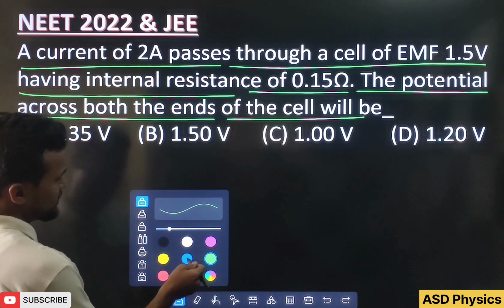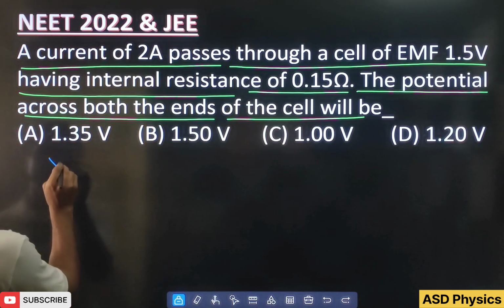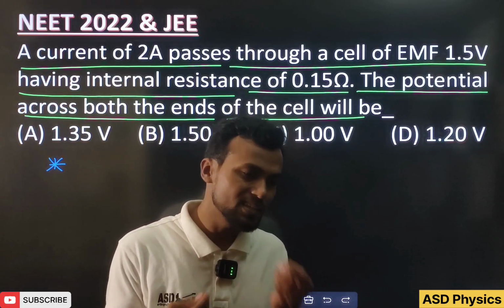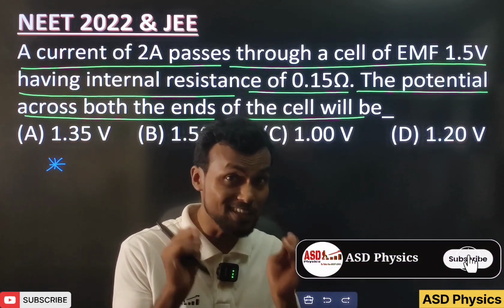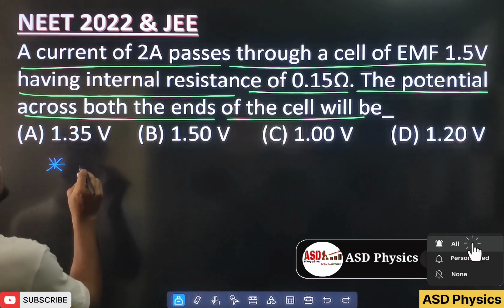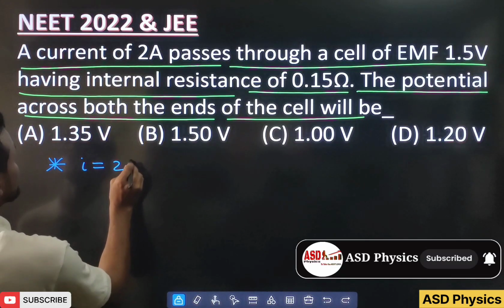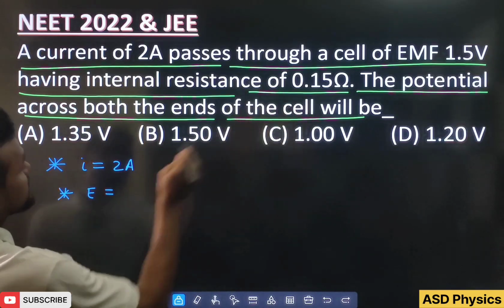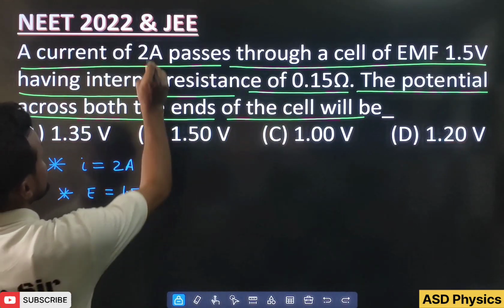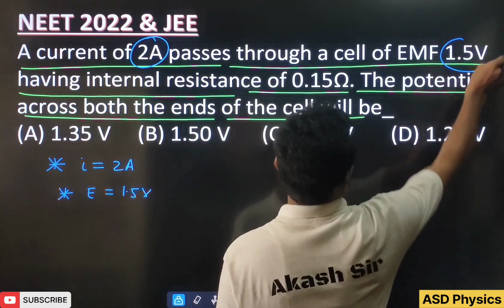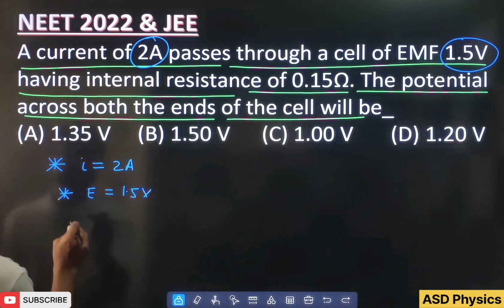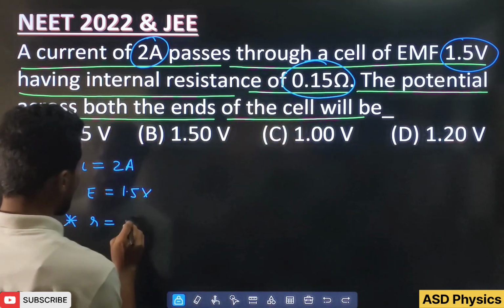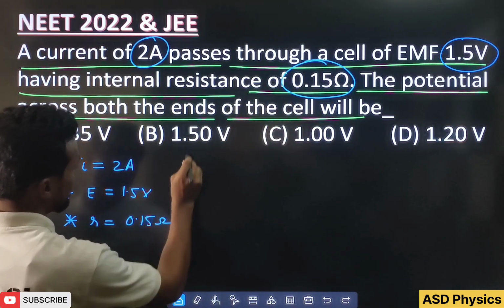So students, after reading this question, the confusion arises whether this is charging or discharging, okay. Remember, if nothing is clear in the question, always take the discharging situation by default. So we can see one by one. The current given here is 2 ampere. EMF given is 1.5 volt. And the internal resistance is given directly, 0.15 ohm, okay.